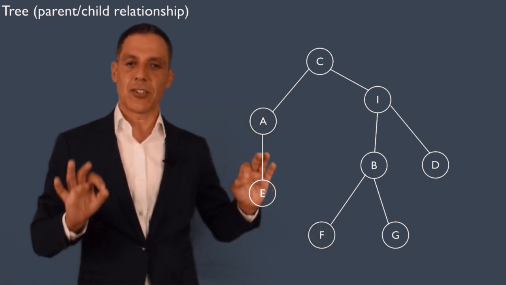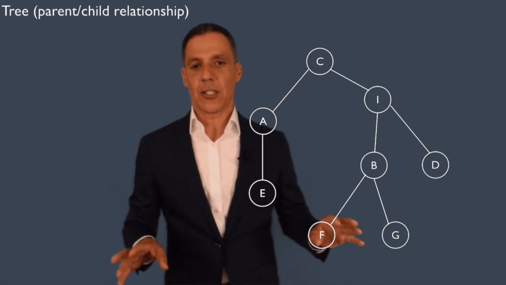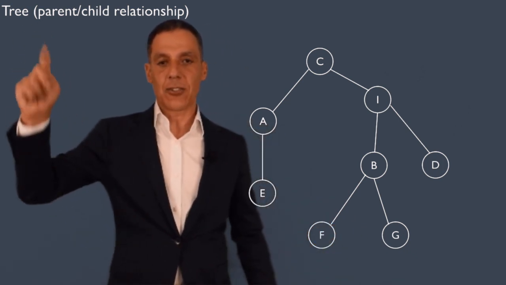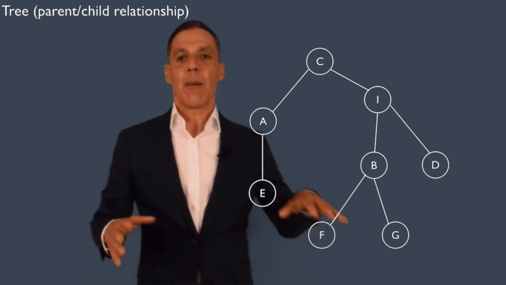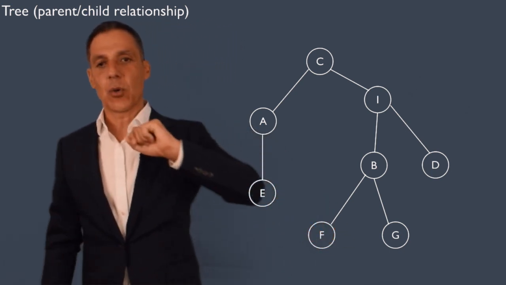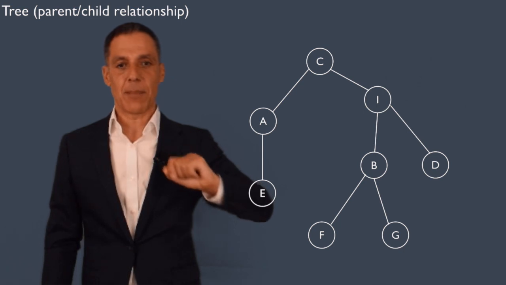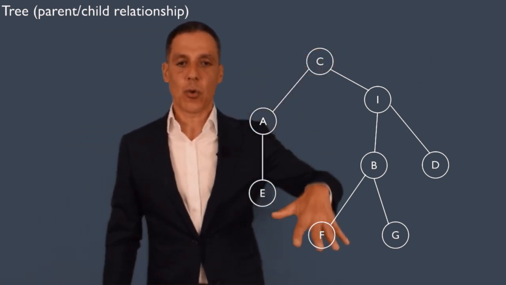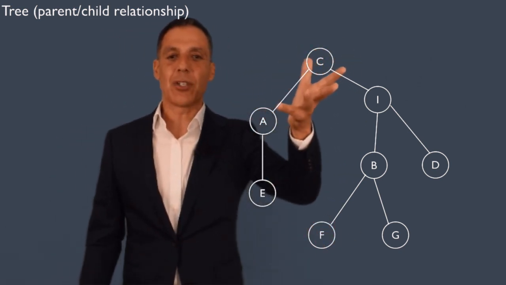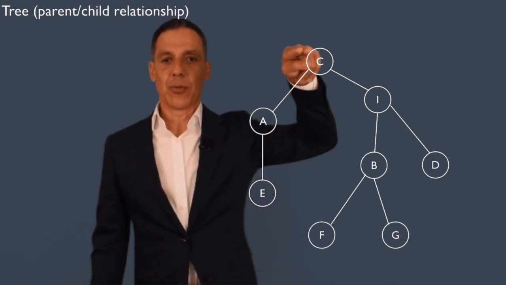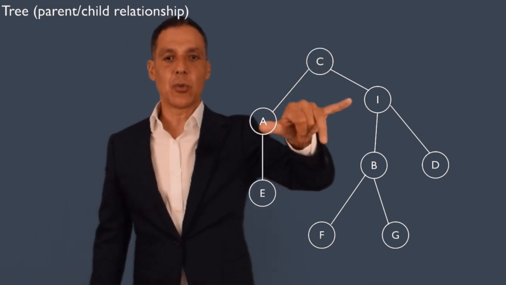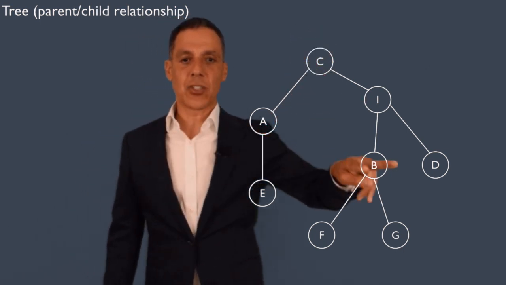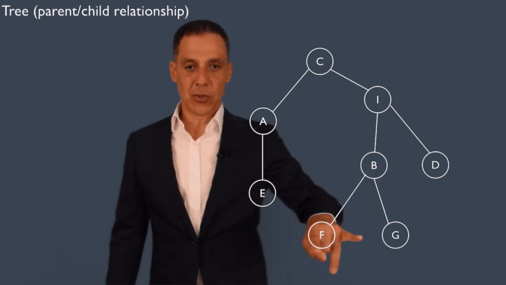There's one more data structure that we're not going to talk about, but I just want to mention it very briefly because it's a really important data structure in computer science, which is trees. Trees also represent the relationship between data, but in a so-called parent-child relationship. So trees have a hierarchical ordering. If you flip this upside down, you can think of it as a tree. So this is the root, and then we're branching out here. So here we have a parent C that has 2 children, A and I. I has 2 children, B and D. B has 2 children, F and G.